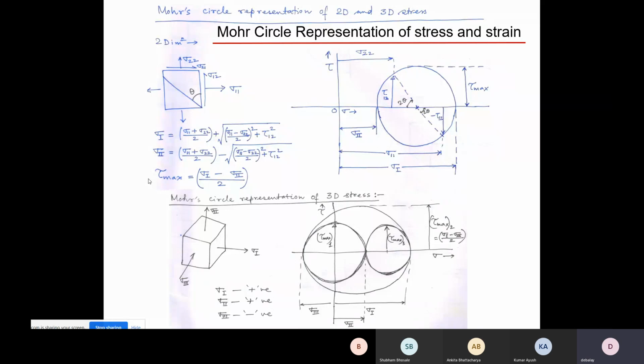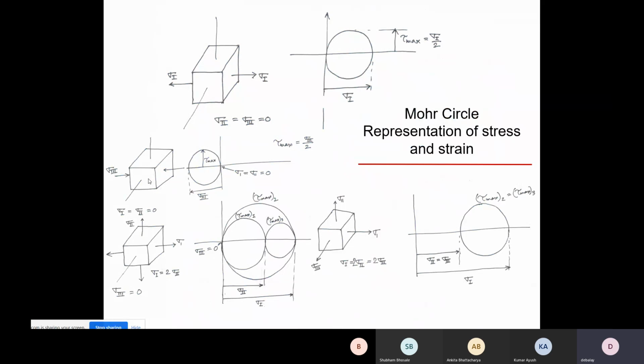Epsilon Roman 1 equals sigma Roman 1 by E minus nu by E times (sigma Roman 2 plus sigma Roman 3), like three normal equations. And there is no shear in principal, because principal means there is no shear. Please go through Mohr circle. I may ask you brief concepts.